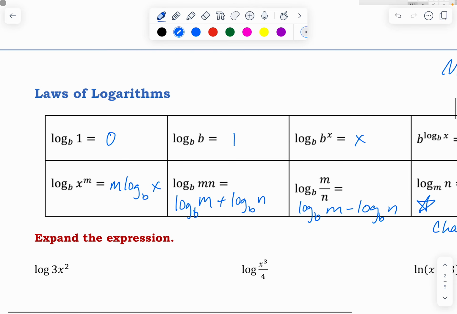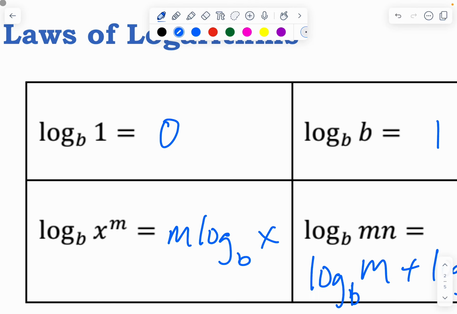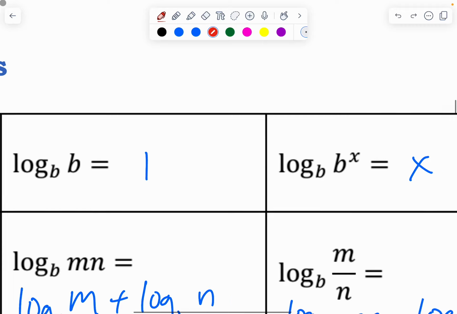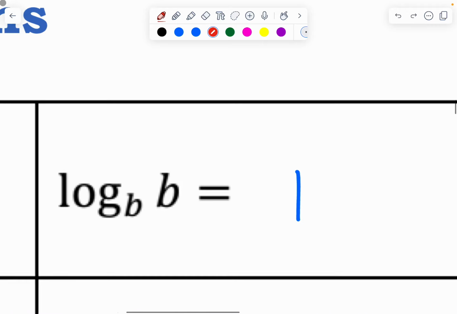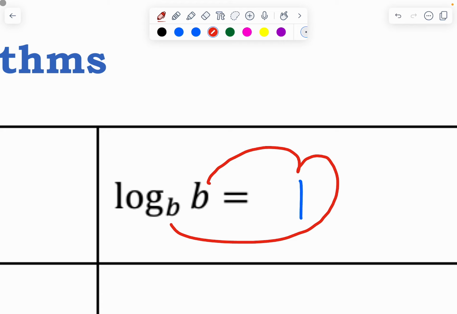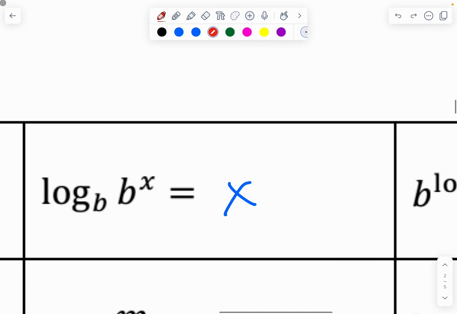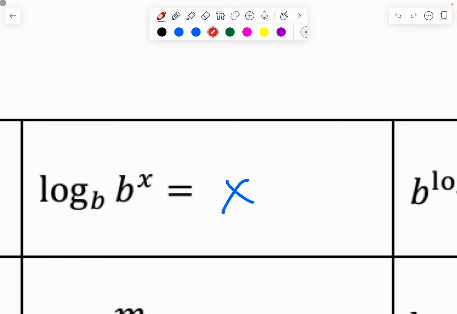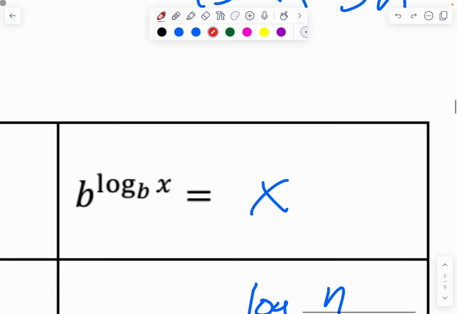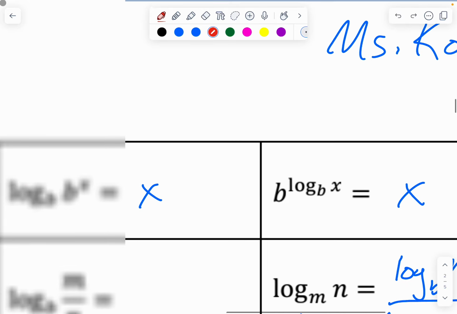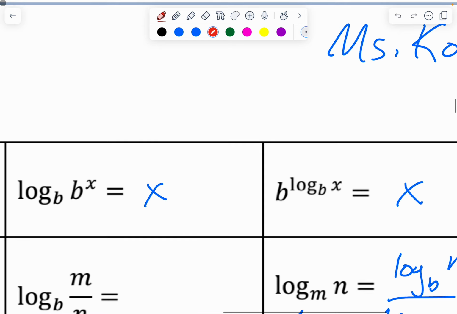Okay, so here are the laws of logarithms. We mentioned this one briefly. Keep in mind b to the 0 equals 1. Any base, as long as it's not negative, 0, or 1, if you raise it to the 0 power, you get 1. Log base b of b is 1, since b to the 1 equals b to the 1. Log base b of b to the x is just equal to x, and that corresponds with b to the log base b of x also equals x. When the bases match, you're just left with the exponent.